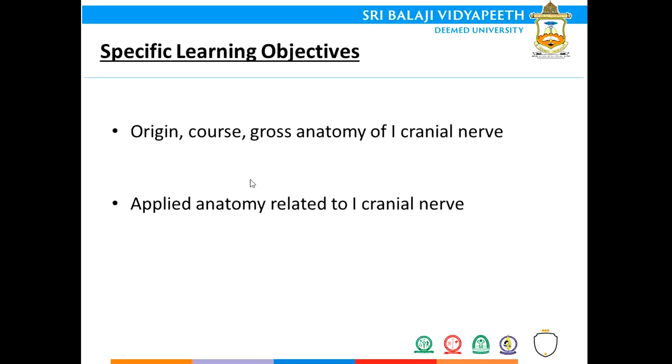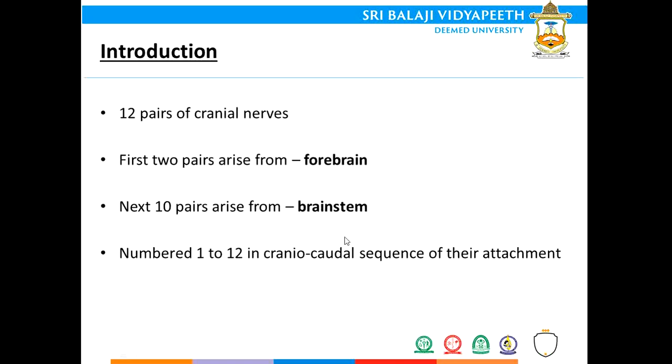Okay. So what are the specific learning objectives? Origin, course, gross anatomy of the first cranial nerve. What is the related applied anatomy?